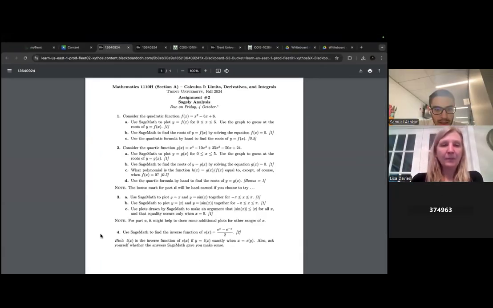Okay, all right. So now that I'm looking at the assignment, it doesn't look too bad. At least the first couple of questions. Use Sage Math to plot. Yeah. Use the graph to guess at the roots. So the roots are going to be where you cross the x-axis. And so if you plot it using Sage Math, that should be very straightforward. I think the code for that is just plot.